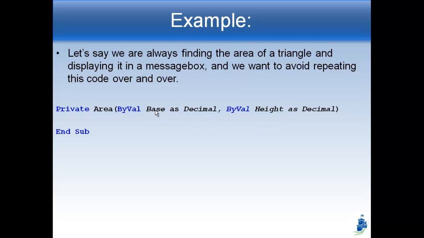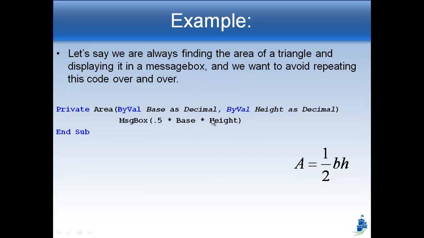The base of the triangle is declared as a decimal because it's going to be a number, and the height of the triangle, because that's also going to be a number, is declared as a decimal. And we have this comma separating 2 separate arguments. And you can actually have as many arguments as you want. Of course the area of a triangle is base times height divided by 2. So we can use a message box to say what the area will be. So we'll say MsgBox 1/2 times base times height.